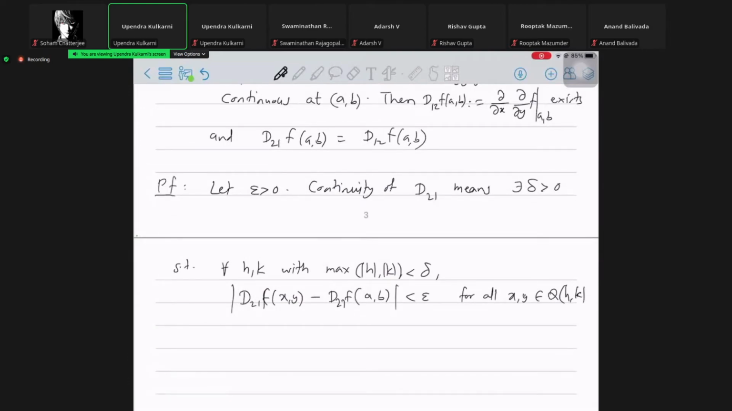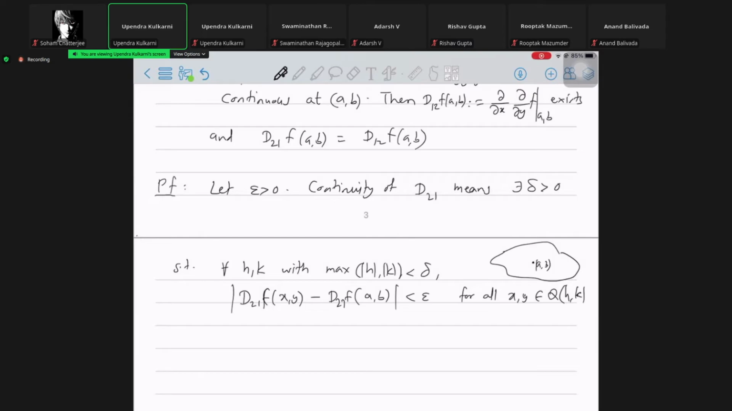Okay, so pause here for a moment and understand what is happening. This is this set, whatever the set U is. Now here is the point. The function whose continuity I am considering is del by del y of del by del x of f, which I have written as D21 of f. Now here is the point (A, B).